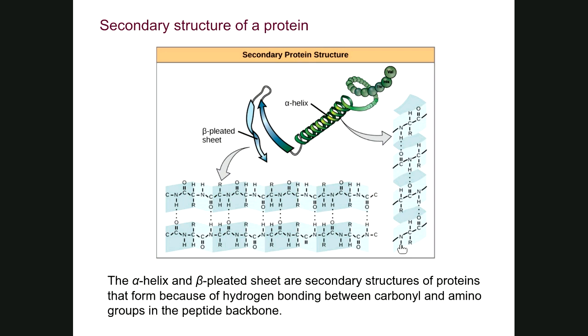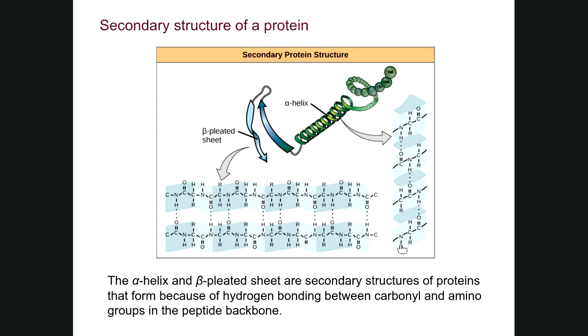And because of this hydrogen bonding between the carbonyl of the amino group and the carboxyl group of the amino acid, and the peptide bond, this will create this folding on itself of the protein. That's the secondary.